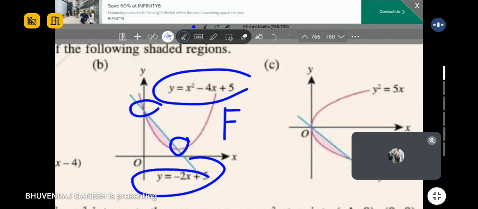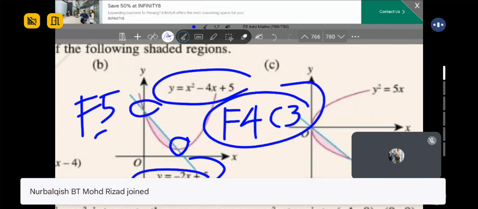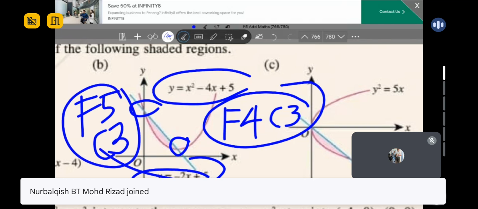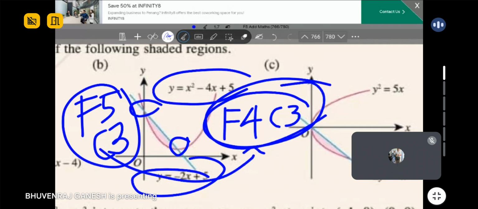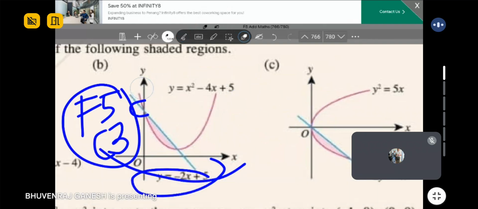So make sure your Form 4 chapter 3 is strong. Everyone here, your Form 4 chapter 3 must be good. Because even in Form 5 chapter 3 pengamilan, kamu perlukan knowledge Form 4 chapter 3. So make sure you know your simultaneous. Your simultaneous must be powerful. Okay, then only kamu boleh selesaikan.